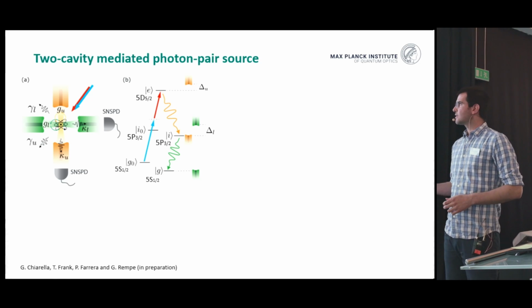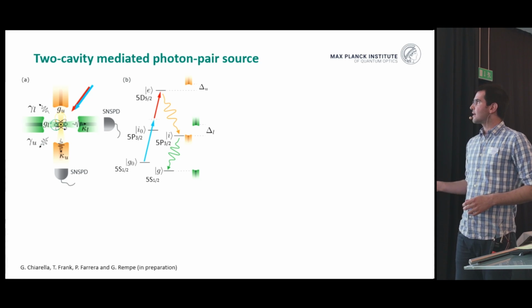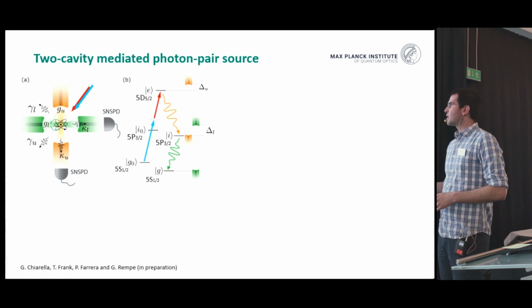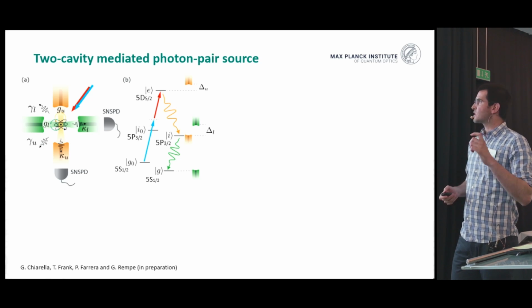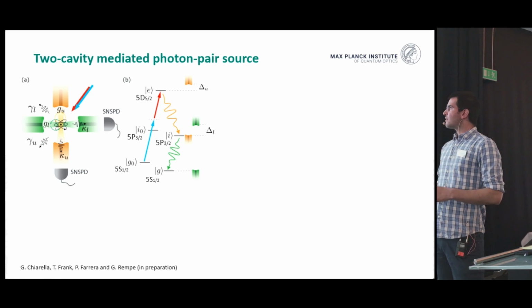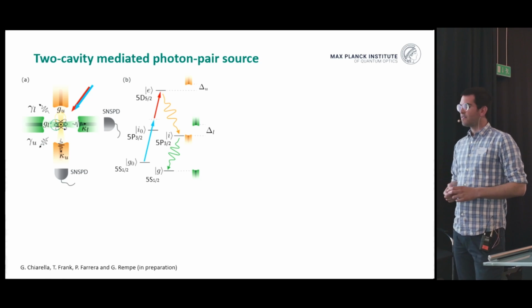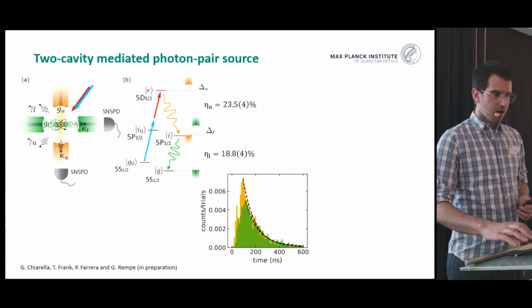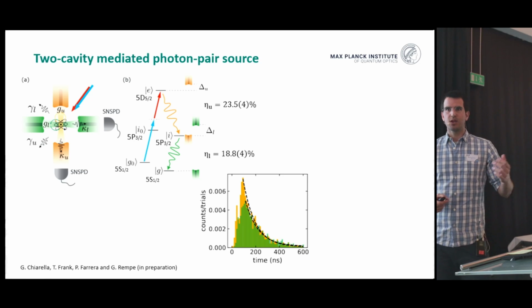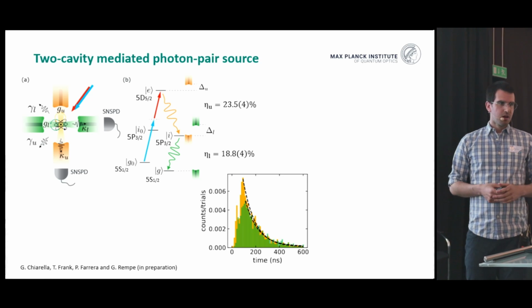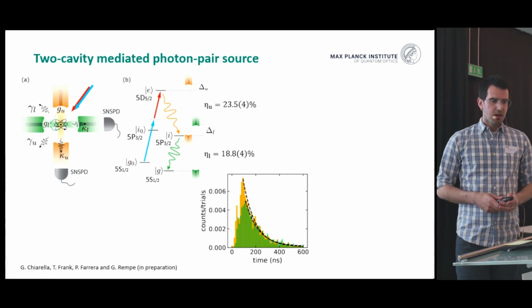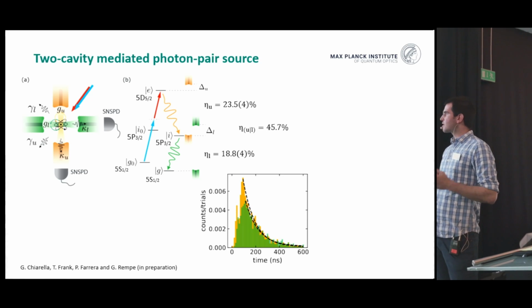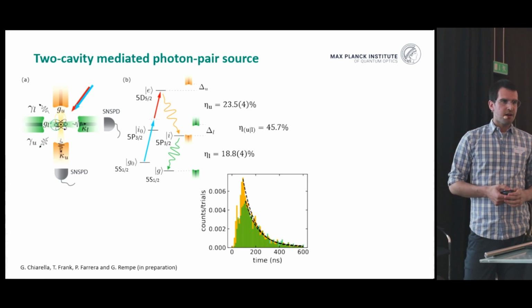We start by initializing the atom in one ground state. We then excite the atom to the state 5d5/2, and then we wait for emission of photons in the cavities resonant to the 5d5/2 to 5p3/2 transition, and the 5p3/2 to 5s1/2 transition. When we look at the photons, we can see that we can emit photons with efficiencies of around 20%. And if we look at the efficiency of having one photon when we detect a photon in the other cavity, this goes up to 45%.